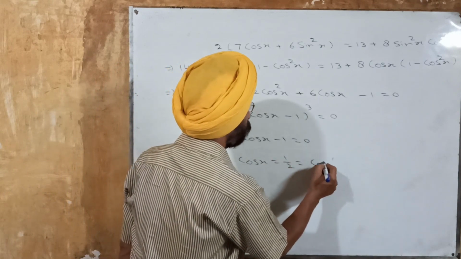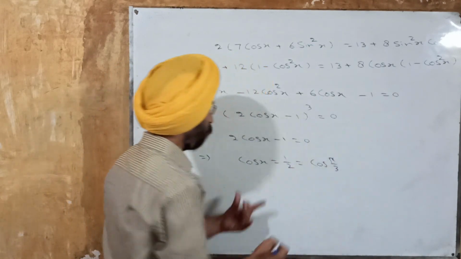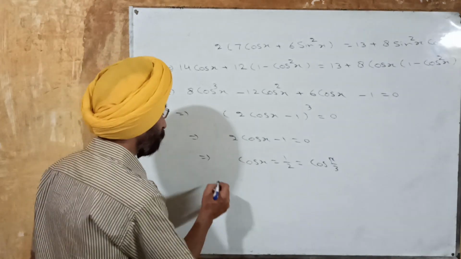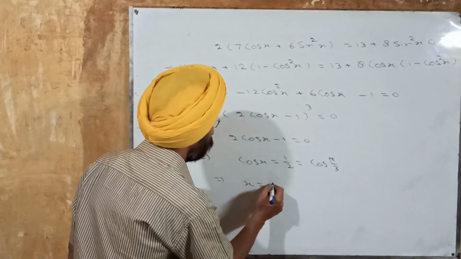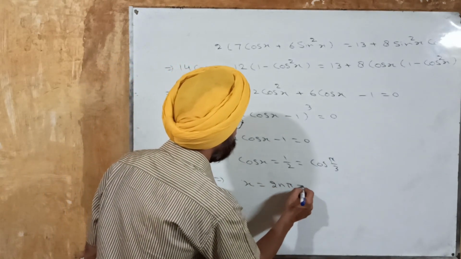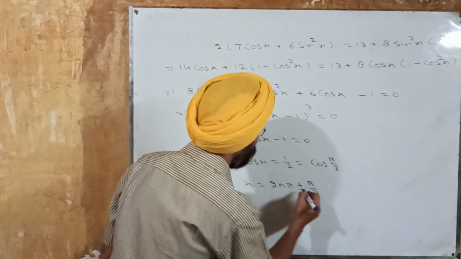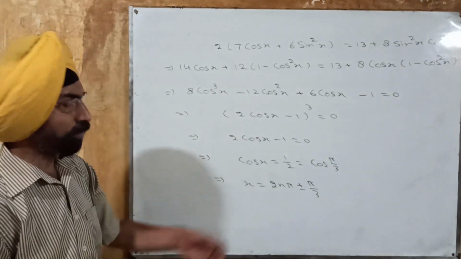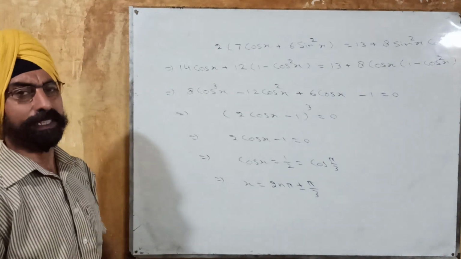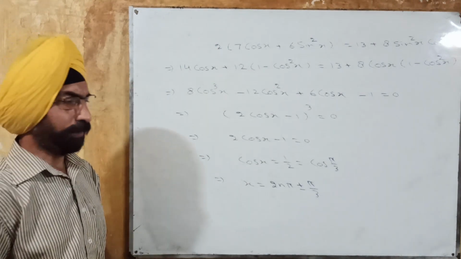1 by 2 means cos of pi by 3, and cos of x is equal to cos of alpha means x is equal to 2 n pi plus minus alpha, and alpha is here pi by 3. So this will be the final solution for this given trigonometric equation.